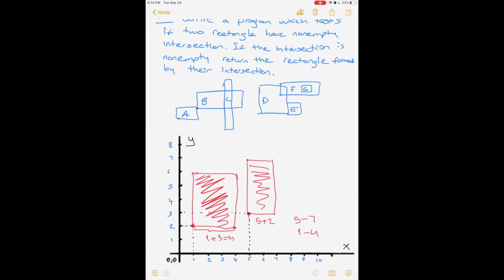We should write code that would determine if they do not intersect. If they do not intersect, we're good. If they do intersect, then we would actually need to calculate the intersection point. Let's take a look at the code and actually walk through these examples with the code. I think that's going to make a lot more sense.